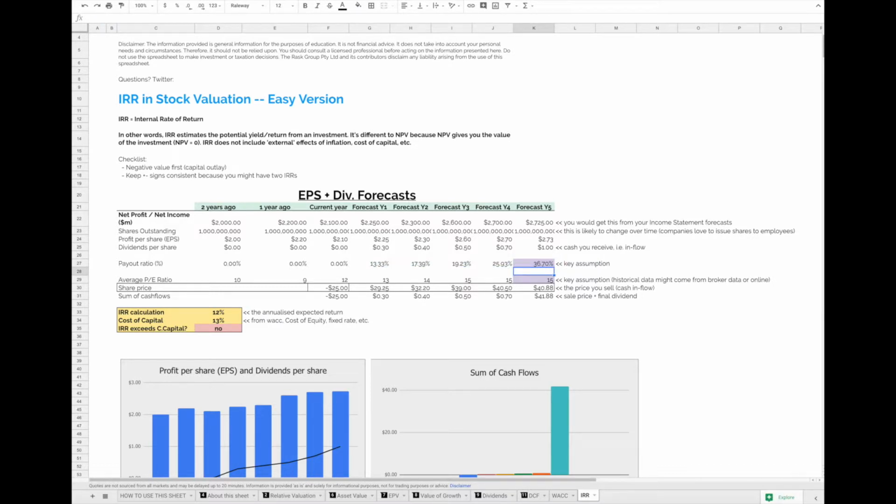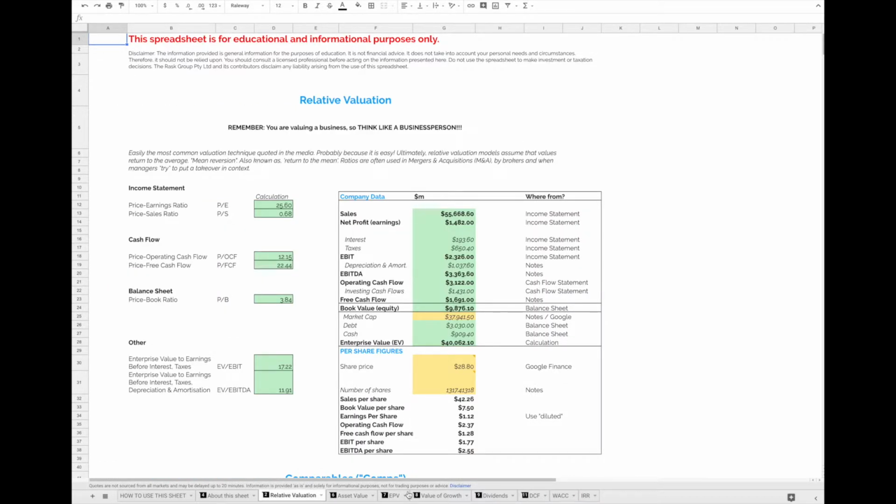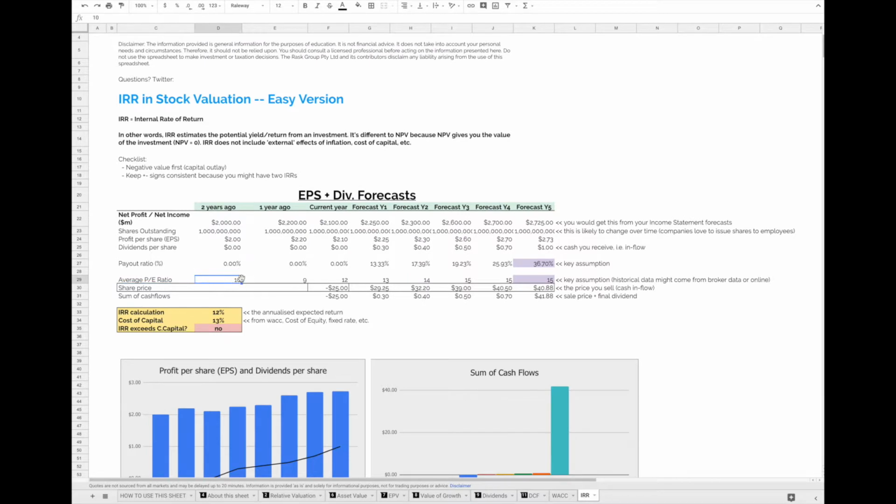Okay, so what have I done in this next line? This is a bit abstract, a bit unusual. I've looked at the average price earnings ratio. You can go back to, I think it was the second valuation technique we did, which was relative valuation, and look at the calculation for price earnings ratios and other relative techniques. As you remember, most of them are based on the income statement. So in this very simple example, I've assumed that the average price earnings ratio of this company 2 years ago was 10. A year ago it was 9, and in the current year it's 12.